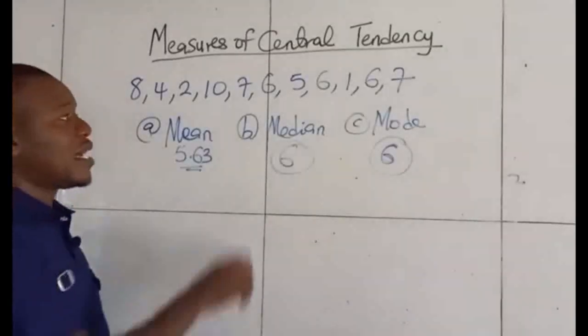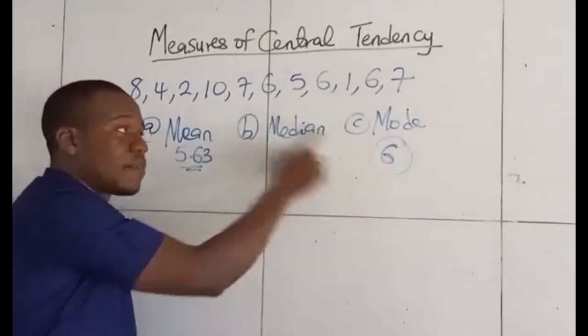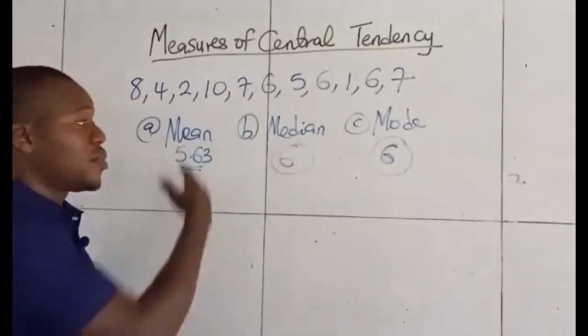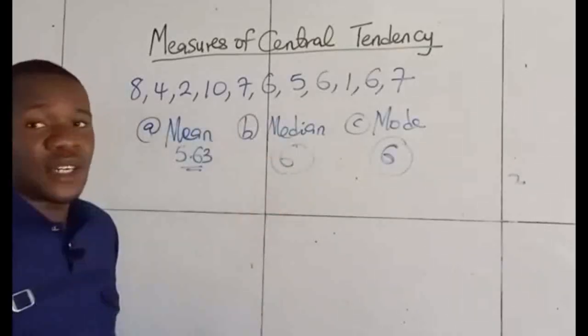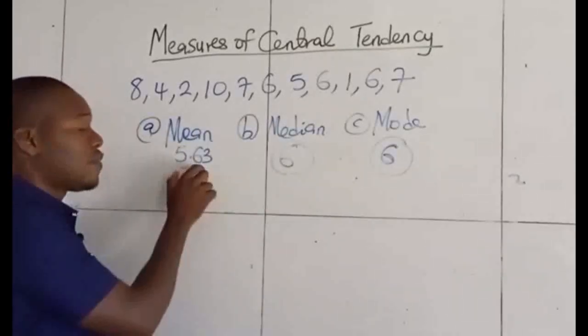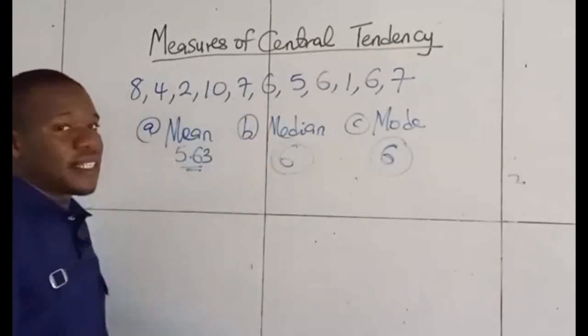So by this now, we can describe the entire class with 6 as the mode. It's a central score that can represent every score there. We can also describe the class with 6 as the median, central score that can represent all the scores. We can also describe the class with 5.63 as the mean, central score that can represent all the scores.